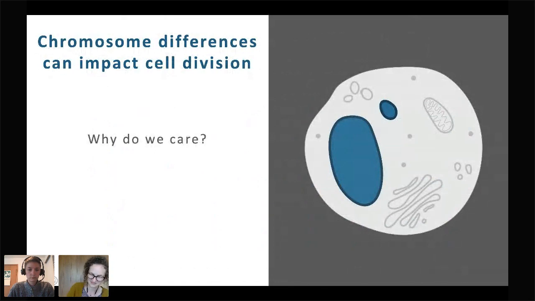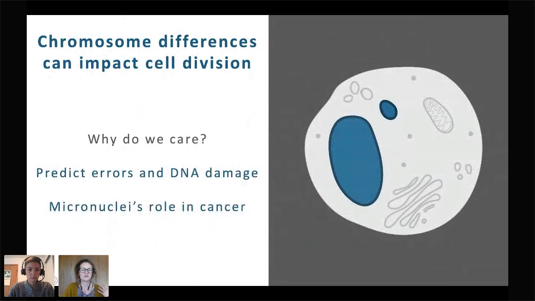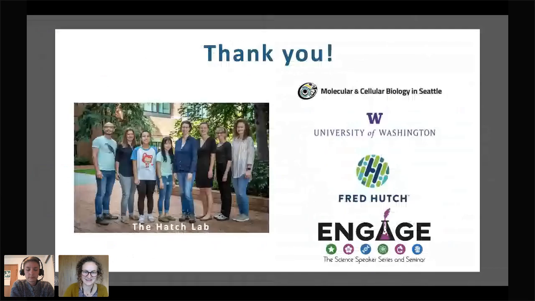And so why is this important? This is important because it would allow us to predict which chromosomes would be affected by cell division errors. For micronuclei, these chromosomes will likely have a lot of DNA damage after micronucleus rupture. Also, it would give us a larger understanding of micronuclei's role in cancer. We know they're very prevalent, but we still don't really understand how they're forming or exactly why they're leading to cancer advancement.